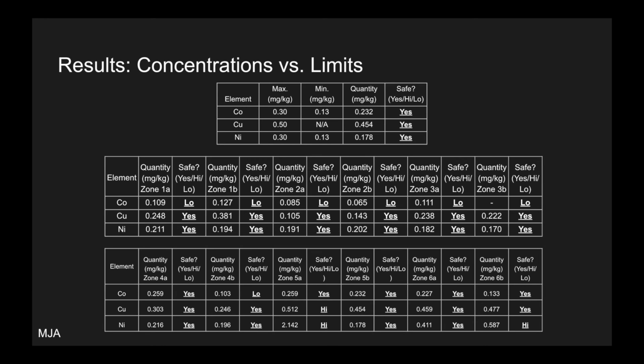This team's data is restated in Zone 5B, so there is no need to review it. The cobalt and copper levels are within safe limits in both Zone 6A and Zone 6B. And while the nickel level in 6A is also safe, the nickel level in 6B is above the upper limit.